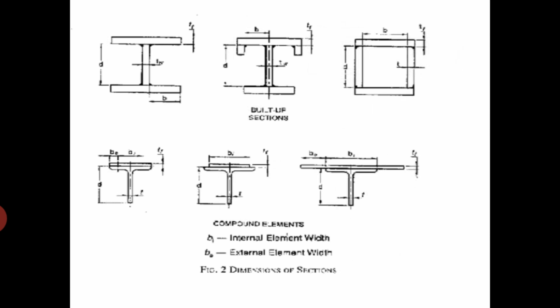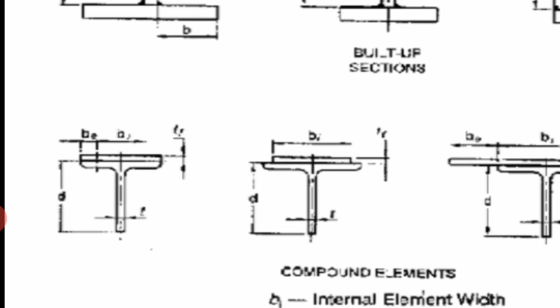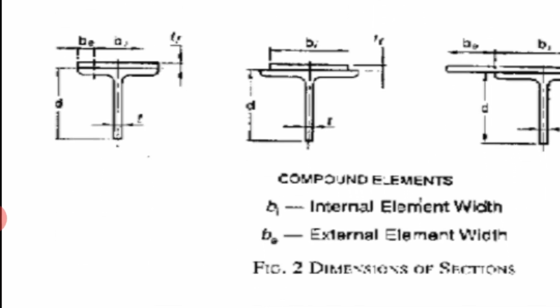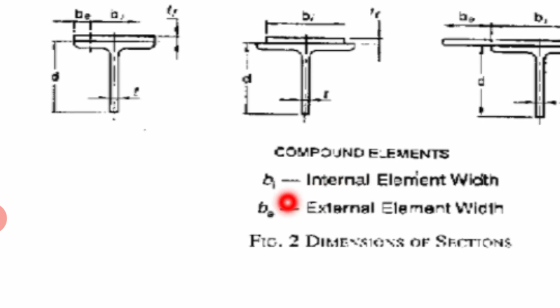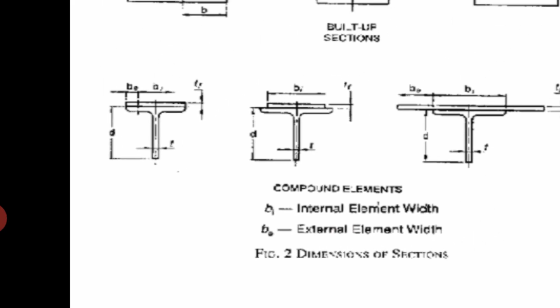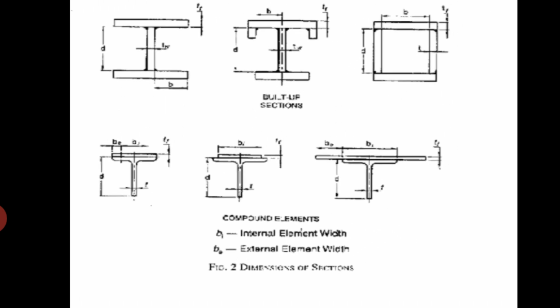Again, some of the built up sections are also given in the code, and there they have mentioned internal element width and external element width. Internal element width they are marked as BI. Just look at this one, in the code here mentioned internal element width and external element width. So the detailed explanation about the internal element width and the external element width is given in IS 800 2007. What are internal element width or external element width?